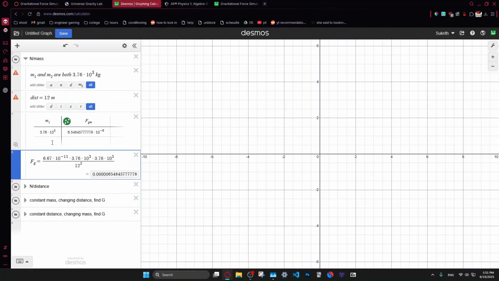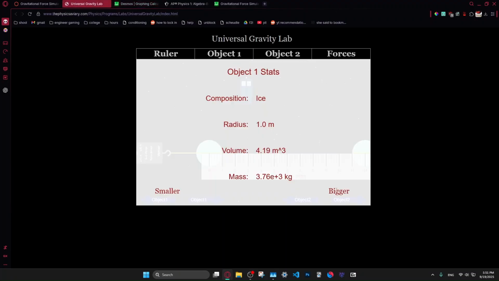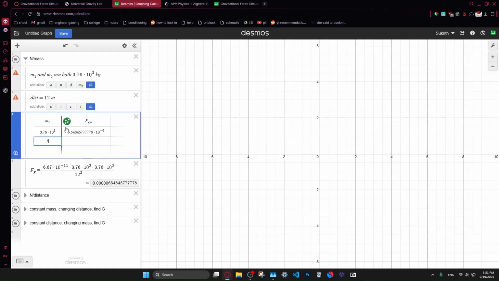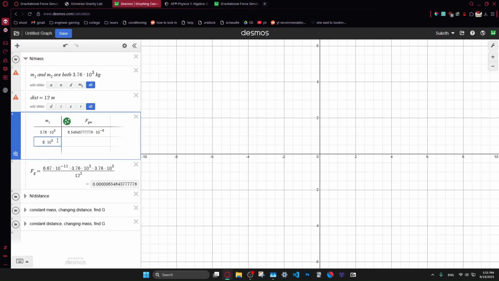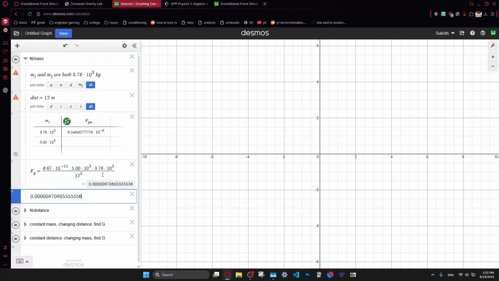Now we have to do this 10 times. Okay, so let's make mass 1 a bit bigger. 5.00 times 10 cubed. Now our mass 1 we're changing to 5.00 times 10 cubed. Mass 2 is still the same, G is still the same, the distance is still the same. This is our new force.